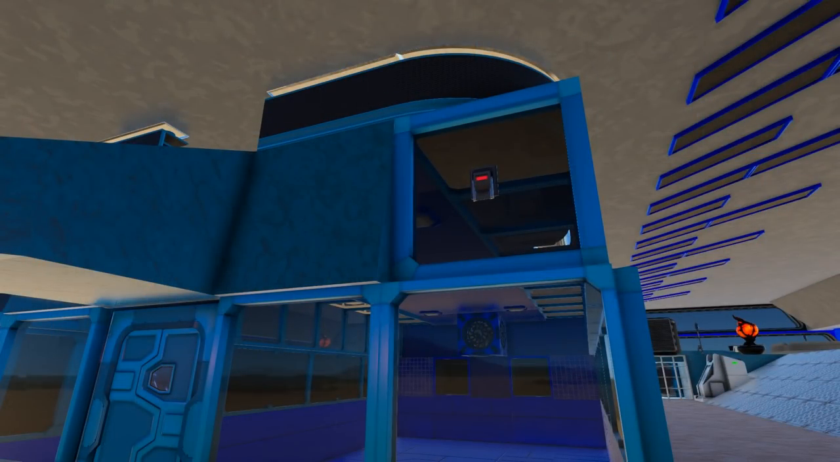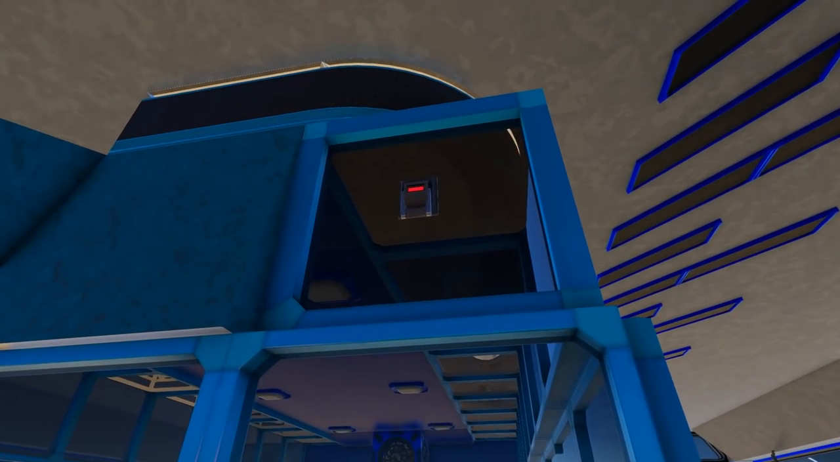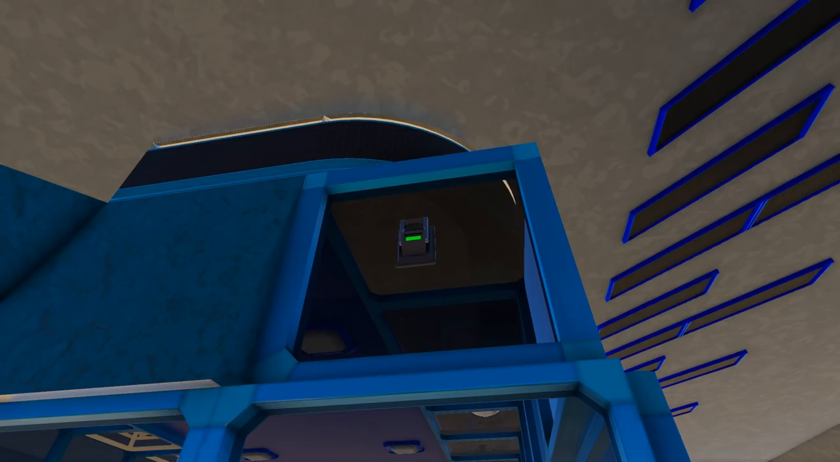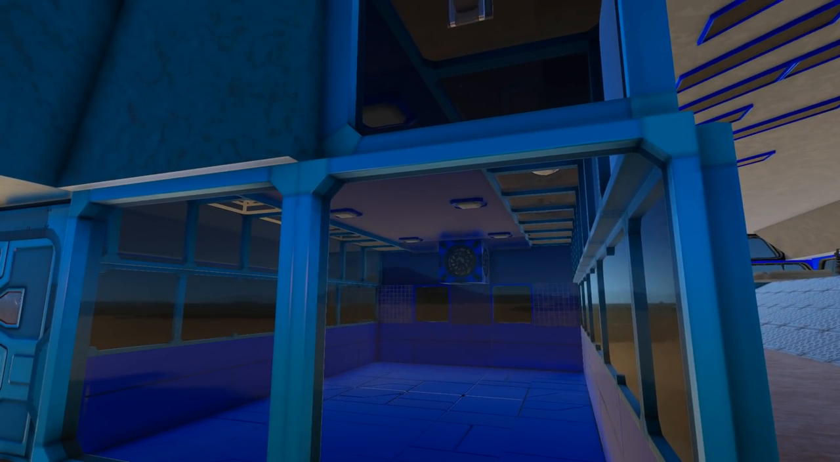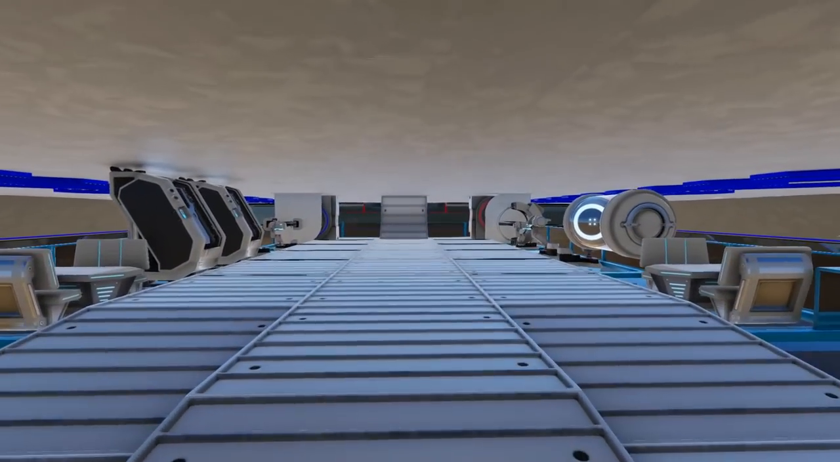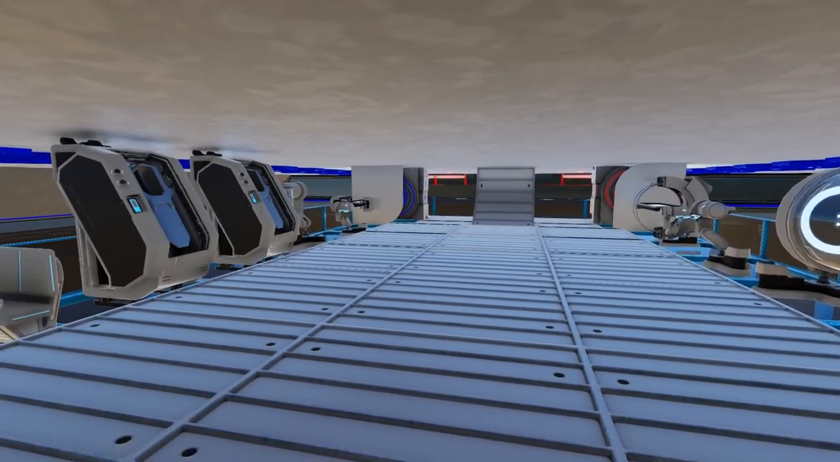Over here, you will find a single lever, and this lever is used for turning on and off the grow lights inside, which means if you have no grow plots, you don't have to turn these on, so it saves you some power.